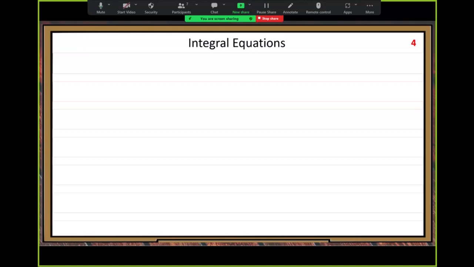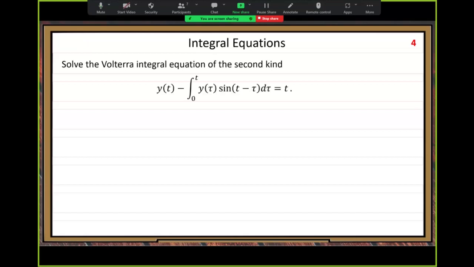First, let's look at the integral equation. Solve this one, a Volterra integral equation of the second kind. Look at the second term. Inside that integral there is the unknown function y. Y of tau is unknown.